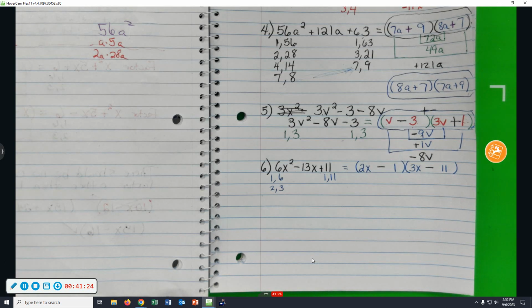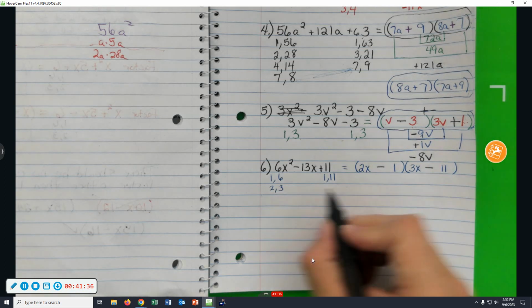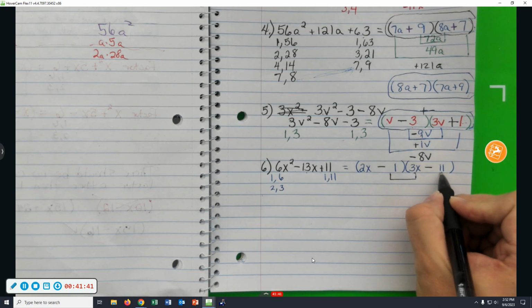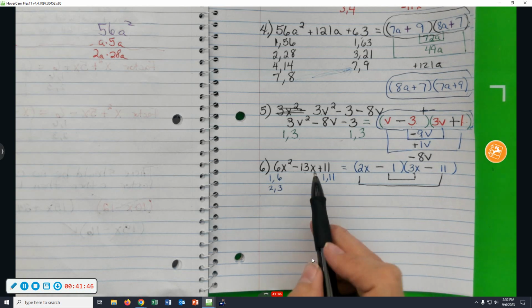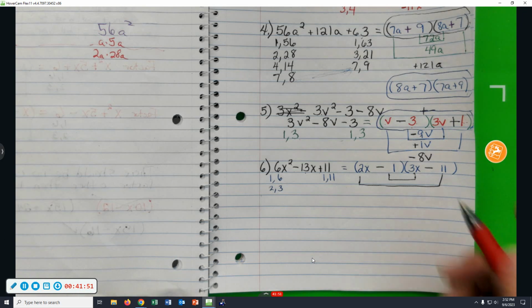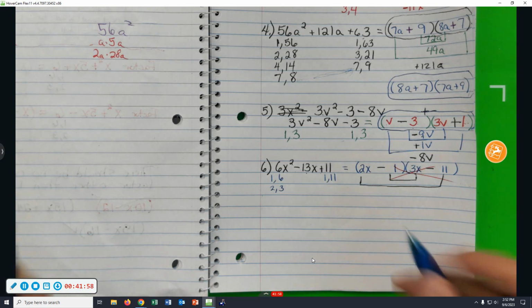Foil that out, and are we going to get a negative 13x? We'll get the 6x squared and the positive 11. But in your head, are we going to get a negative 13x? We'd have a negative 3x, and what about right here? Negative 22x. Is that going to give me a negative 13x? No? I'll mark that one out. So we've tried one of them, it doesn't work. Reverse the 2x and the 3x. Okay, let me try that.